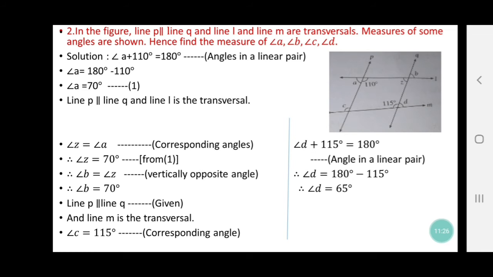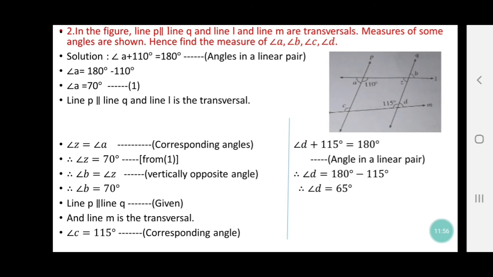Okay. Now just check on this part. They are forming linear pair. So 115 plus angle D will be equal to 180 degrees. Okay. Angles in linear pair. Fine. So angle D will be equal to 180 minus 115. So what is the measure of angle D? It will be equal to 65 degrees. In this way we complete question number 2.